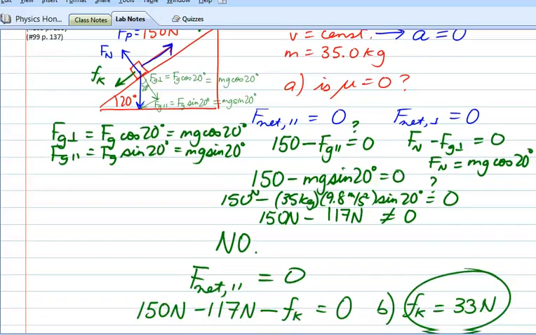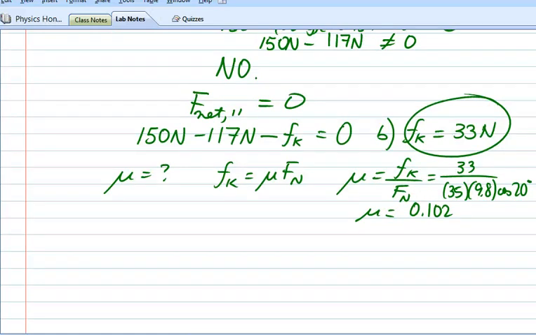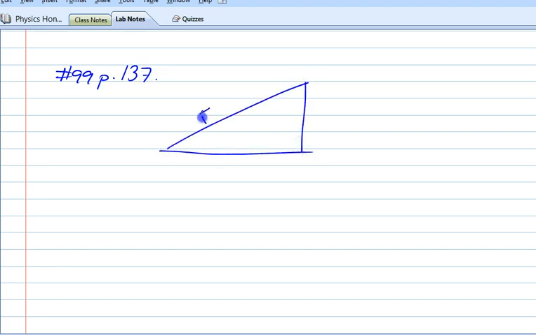For this one it says, a packing crate is placed on a 20-degree incline. Let's draw that. So this is number 99 on page 137. So here's our incline. Packing crate, 20-degree incline. If the coefficient of static friction is 0.65, will the crate slide down if it's released from rest?